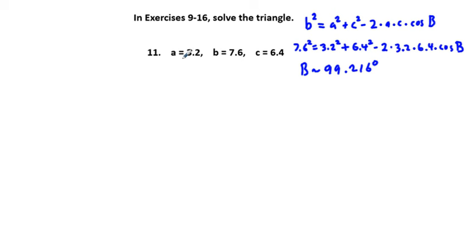So we can solve for angle C. So we have 6.4 squared equals 7.6 squared plus 3.2 squared minus 2 times 7.6 times 3.2, and that's going to be times cosine of angle C.